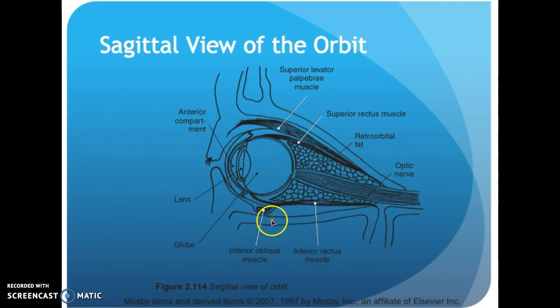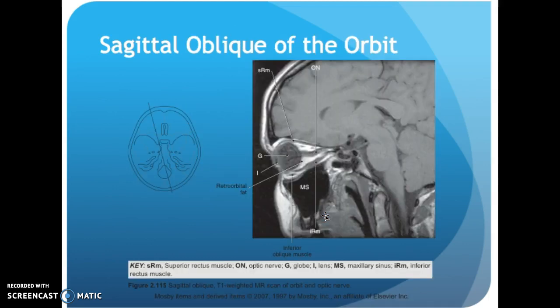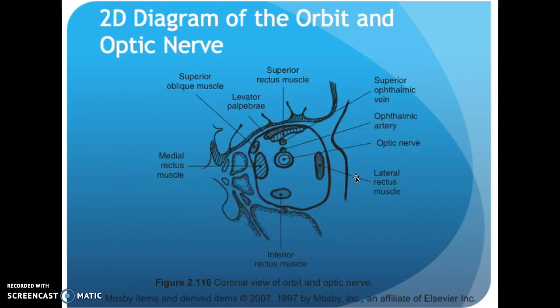Now you have an oblique muscle. You have an inferior oblique muscle and a superior oblique muscle. Here is where your inferior oblique muscle is. This is your globe. The whole thing is the globe, the posterior chamber, the lens, and the anterior compartment or anterior chamber. Here's a sagittal T1, so you can see the fat is nice and bright. You have your superior rectus muscle, your optic nerve with your inferior rectus muscle, and that little gray slash right there, that is your inferior oblique muscle.